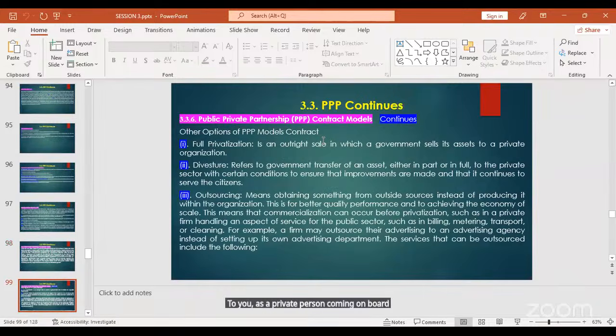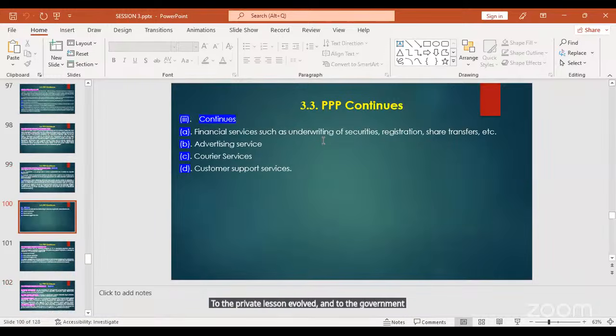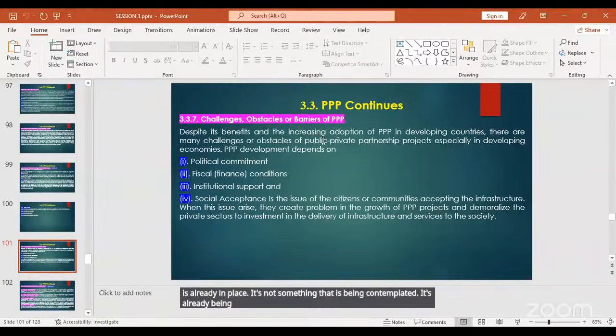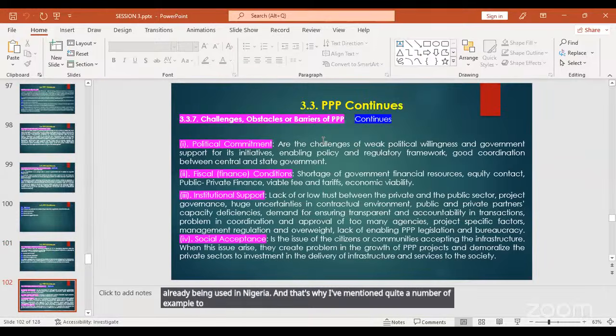So when we talk about PPP, it has benefits both to the private person involved and to the government that is also offering that platform. So it's a very, very germane thing that we should understand, that public-private partnership is already in place. It's not something that is being contemplated. It's already being used in Nigeria. And that's why I've mentioned quite a number of examples to you in this class today.